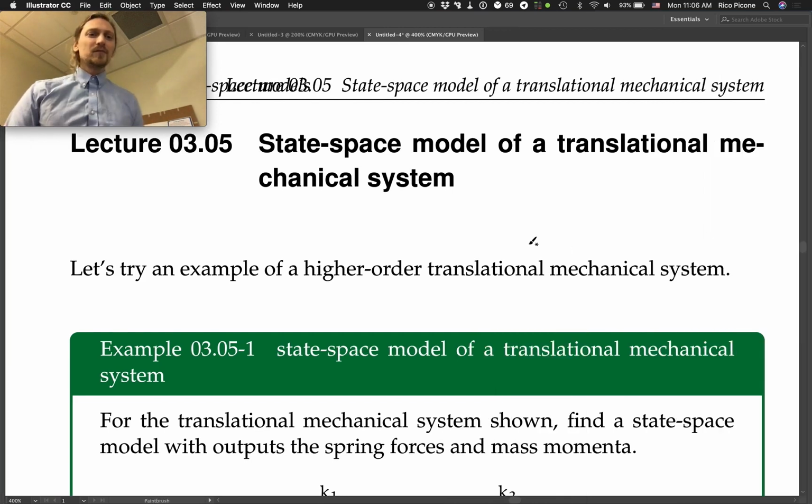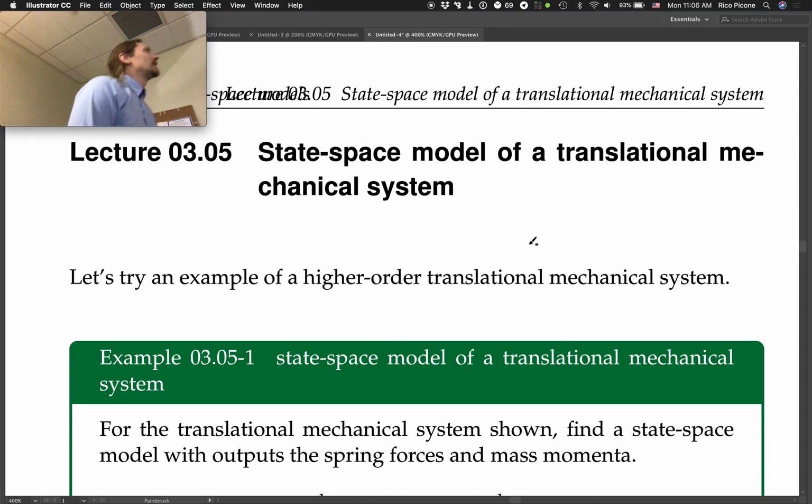So, lecture 3.5, we're going to do a state space model of a translational mechanical system. And it's going to be a little higher order this time.